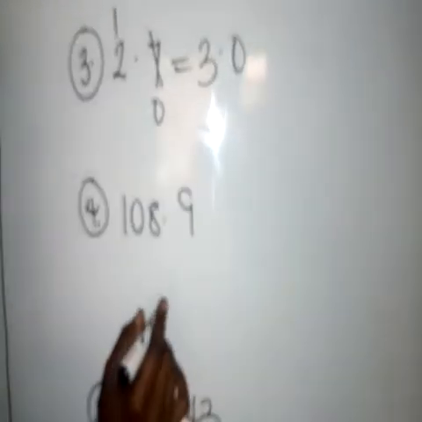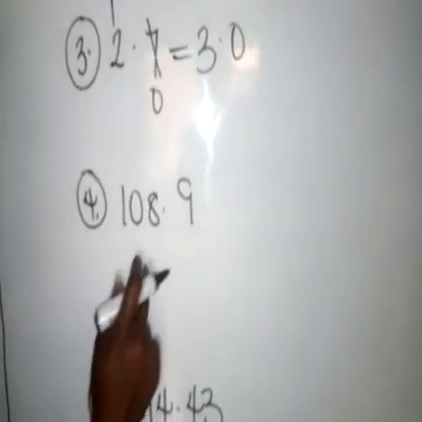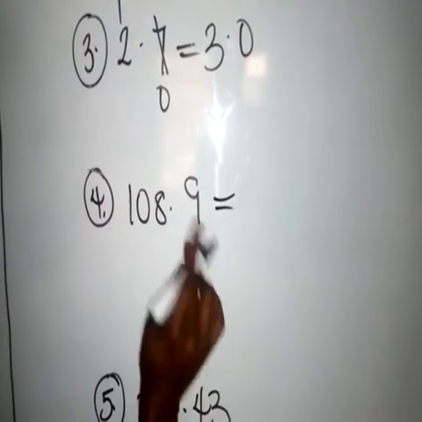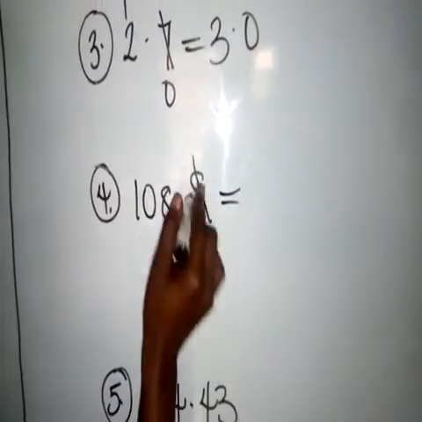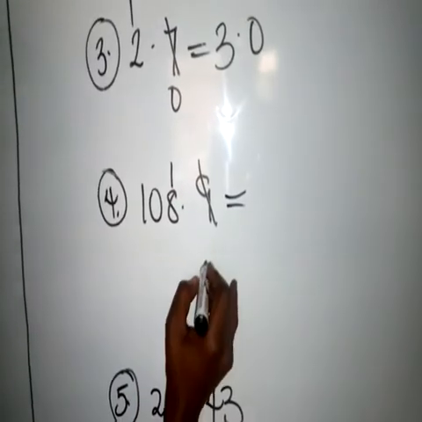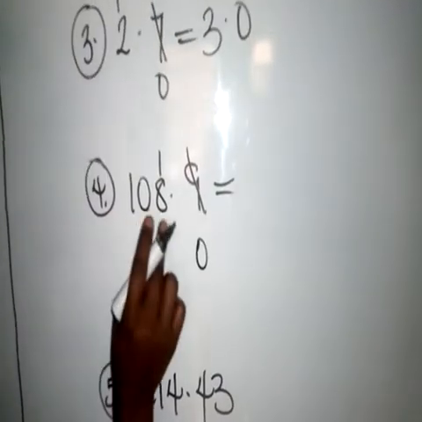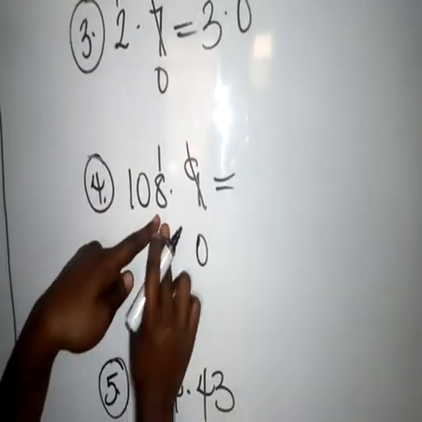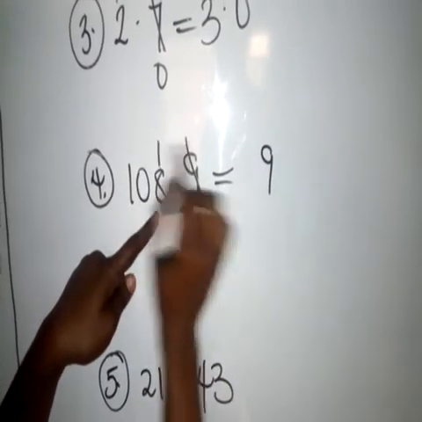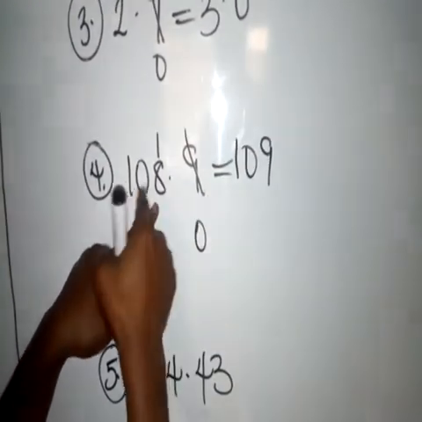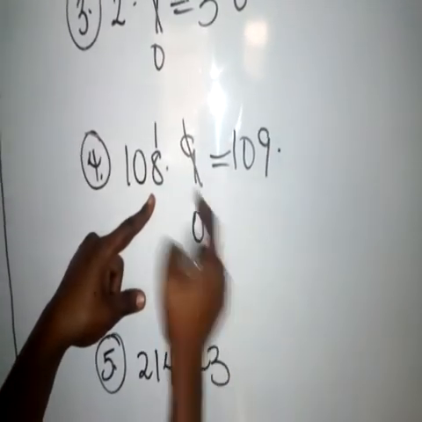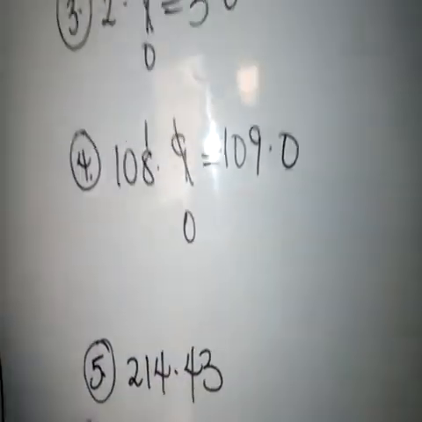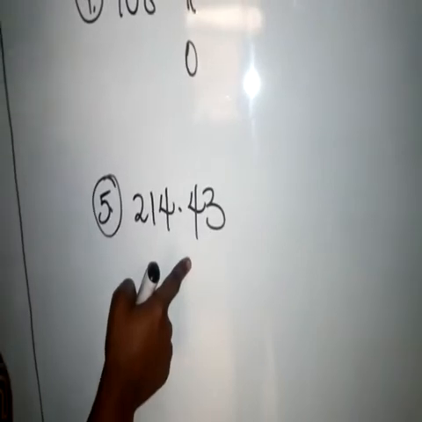Number 4, you have to round up to the nearest unit. Now, 9 is more than 5, so it becomes 1, and this remains 0. So 1 plus 8 becomes 9. Write the remaining numbers there. So 901.0.